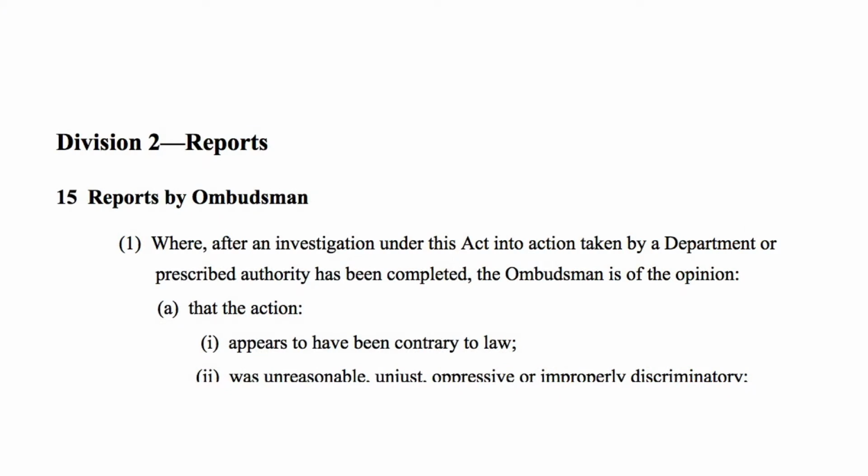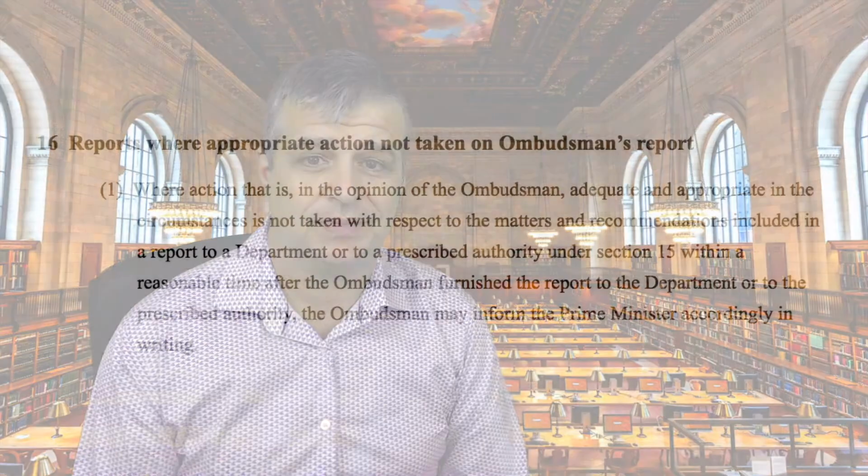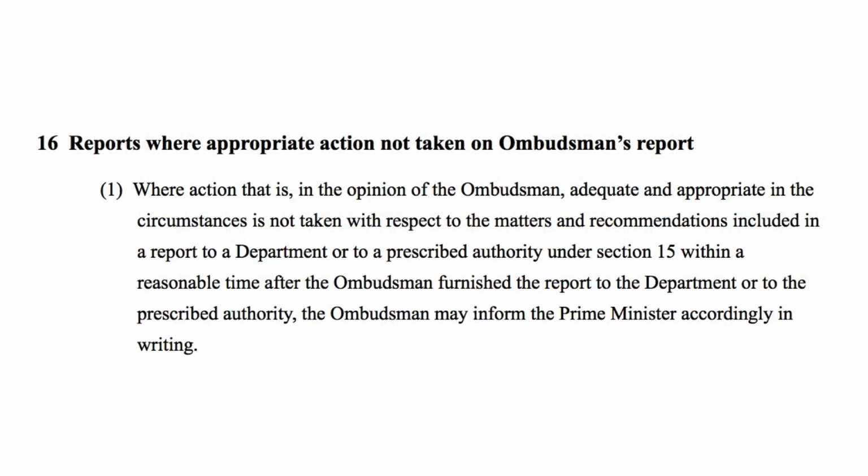Section 15 is quite long, but condensed down, what it says is that if the Ombudsman finds that there was something wrong with the administrative decision-making process or with any other administrative actions, they can provide a written report to the department or the agency that made the decision. Now, on its own, Section 15 is pretty mild. It doesn't have a lot of teeth. The teeth come in Section 16, which says that if the Ombudsman provides a report to the department and the department either takes no action or takes action which the Ombudsman considers inadequate, the Ombudsman can then report that fact directly to the Prime Minister.